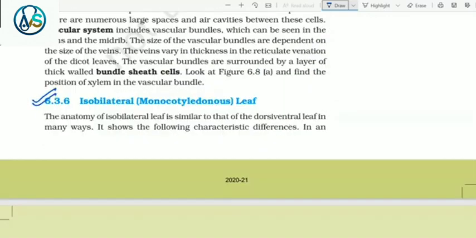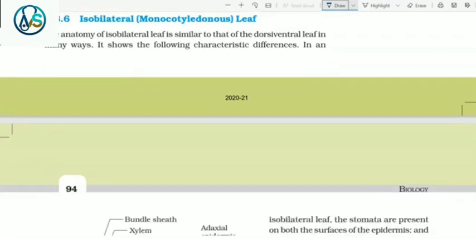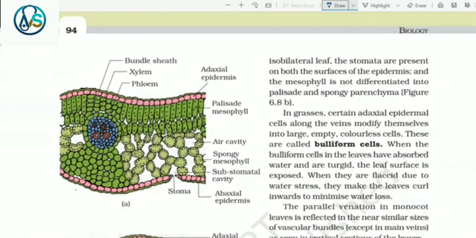6.3.6 Isobilateral, that is monocotyledonous leaf. The anatomy of isobilateral leaf is similar to that of the dorsiventral leaf in many ways. It shows the following characteristic differences. In an isobilateral leaf, the stomata are present on both the surfaces of the epidermis, and the mesophyll is not differentiated into palisade and spongy parenchyma.